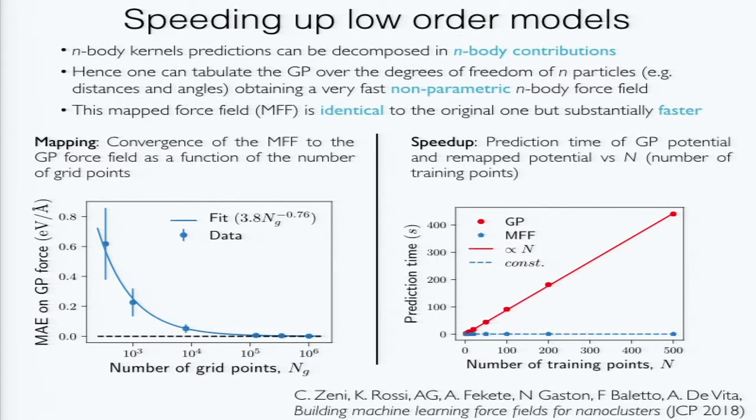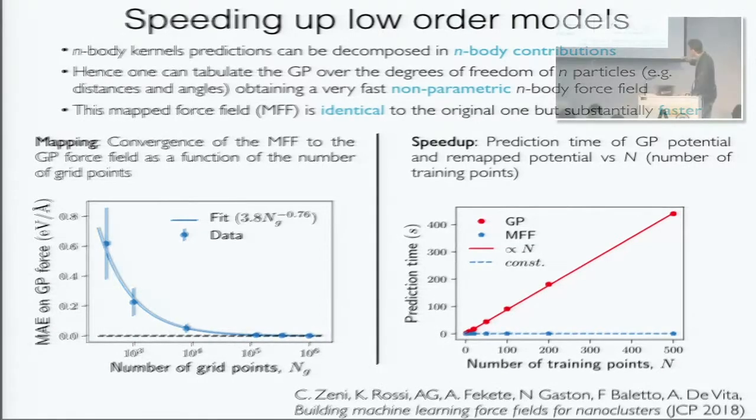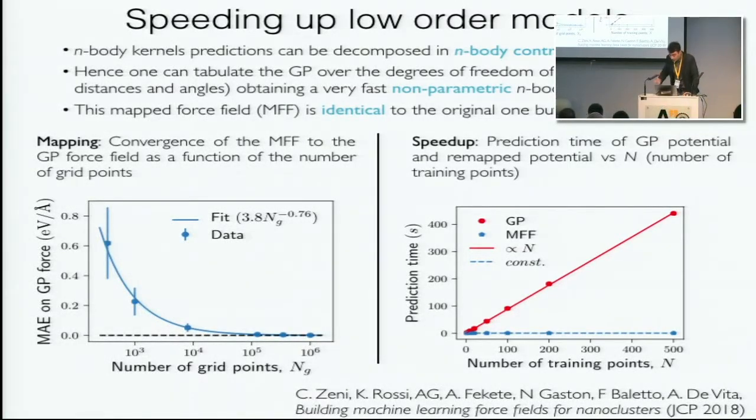And the speed does not depend on the number of training points. So the Gaussian process has a cost which is linear with the number of training points. If you sparsify it, okay, it's better, but it's still linear in number of bases, whatever. Oh no, maybe that's not true. Let's forget about it. So the MFF, its cost is constant, and this is a very nice thing because now we can run very long dynamics or dynamics on very large systems.